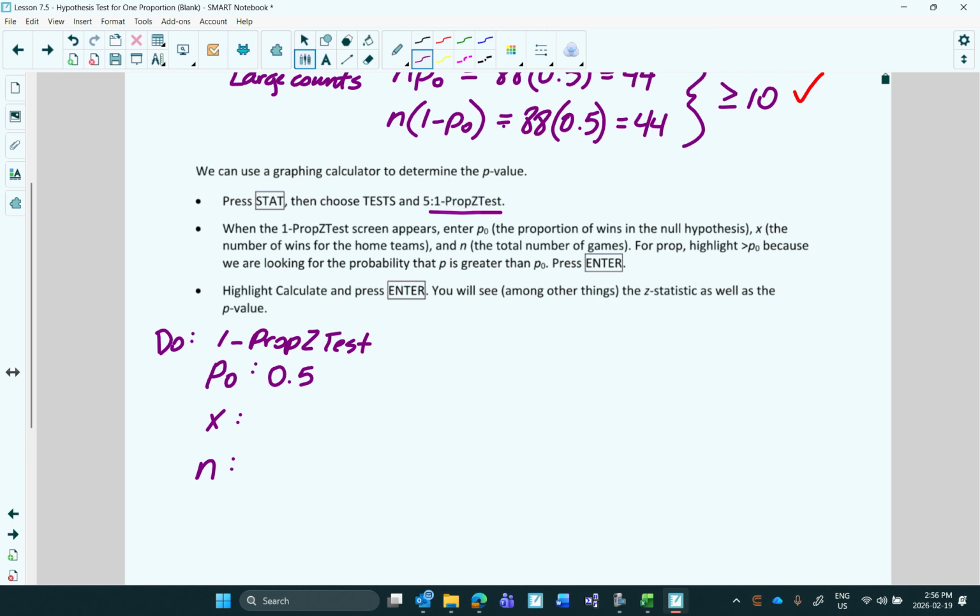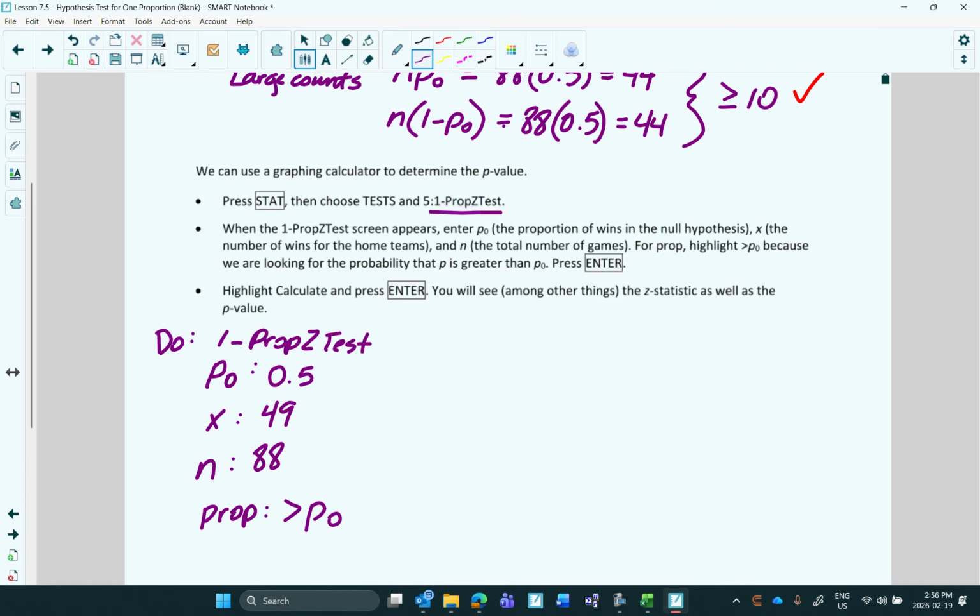Okay, and what were the number of wins? 49. Out of the sample size of 88, which is n. And then finally, is our alternative hypothesis greater than p0, less than p0, or different from p0? Greater than. So we want to do this one.